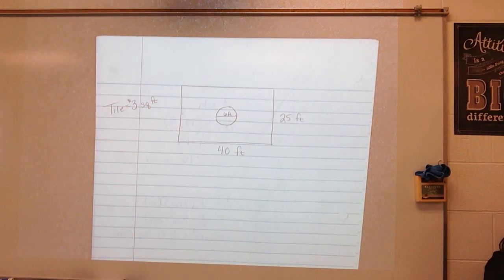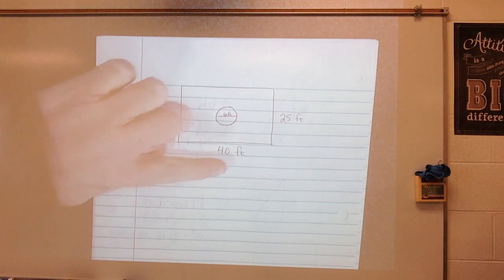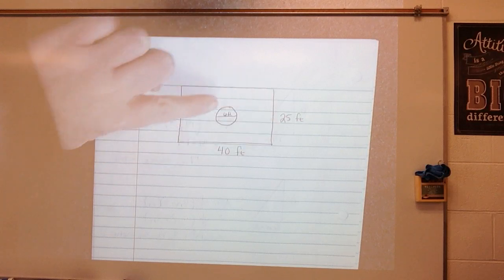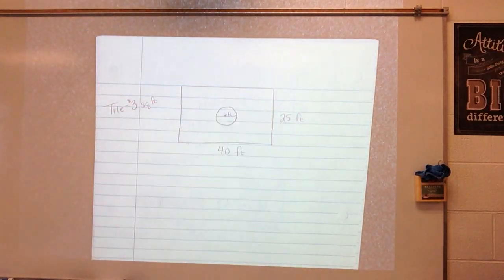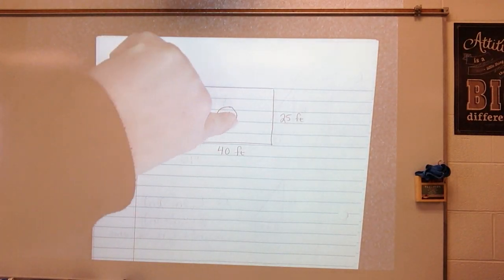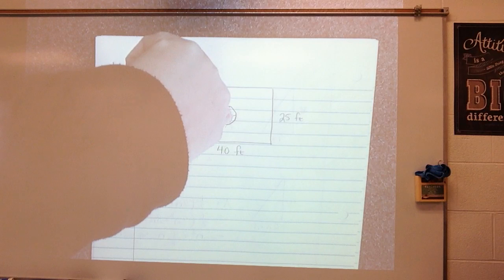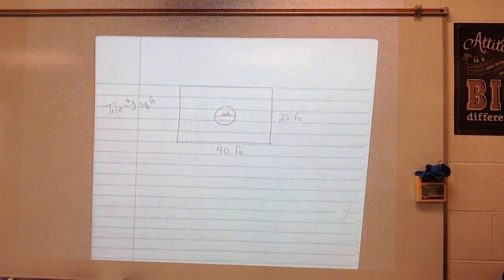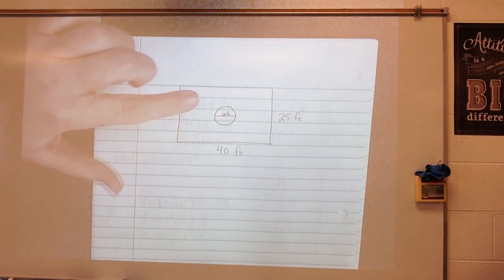So we want to know the total amount that's going to cost us. Well, if I'm trying to figure out how much it's going to cost to tile the inside of a figure, that means I would find the area. The only problem is I have this one little spot here that doesn't get tiled. So, how do we go about doing this? The first thing we're going to do is find the area of the entire rectangle.